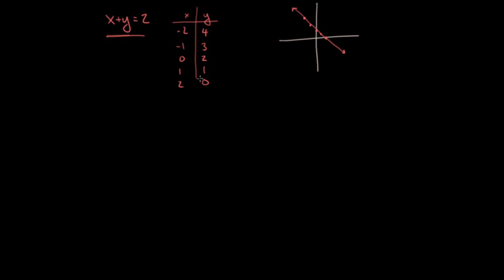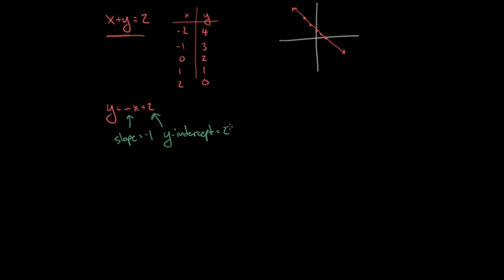I know that a lot of times when we graph lines, what we want to do is, of course, just put it into slope-intercept form. We can do that real quick. So y equals the opposite of x plus 2. And what we can tell from this is that this right here is the slope, which in this case is -1. And this right here is the y-intercept, which in this case is 2.